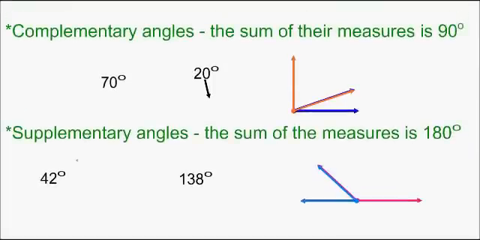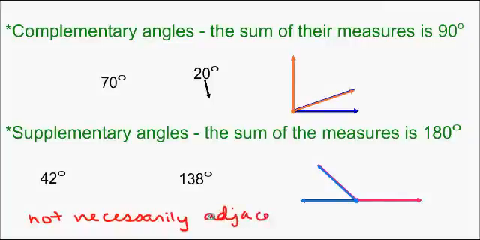Complementary and supplementary angles do not need to be adjacent to each other. So these are not necessarily adjacent, but they could be. Okay, the way that I keep complementary and supplementary straight: C comes before S in the alphabet, and 90 comes before 180 when you're counting.